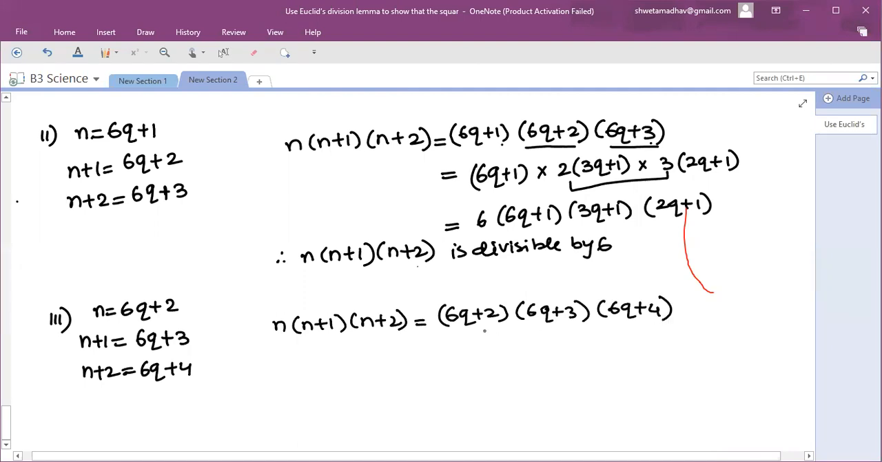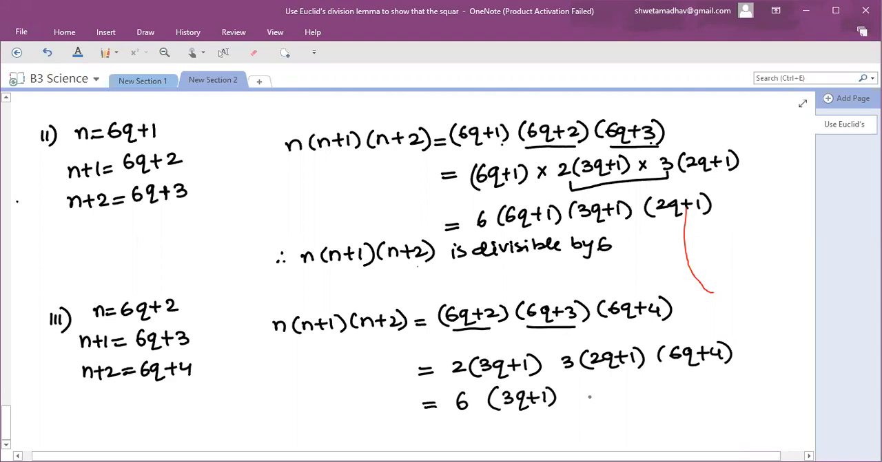Now from any of the 2 brackets, take 2 and 3 common. So 2 into bracket 3q plus 1, 3 into bracket 2q plus 1, then 6q plus 4. Don't take from the third because we only want 6. So 6 into bracket 3q plus 1, 2q plus 1, and 6q plus 4. So these are the 4 factors. So it is again of the form 6m. So therefore this product is divisible by 6.